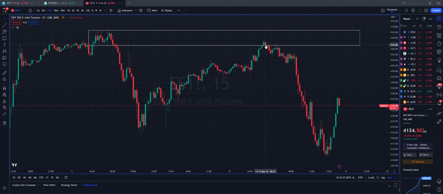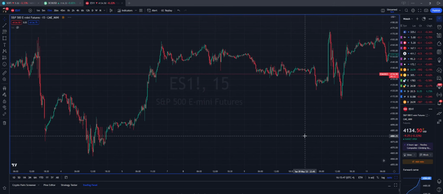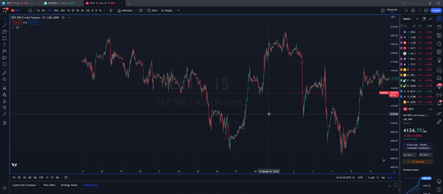The same thing, we come back to the supply zone and retest it, right? So that's just the basics of supply and demand. So we're going to need to find the structures, and there you go.